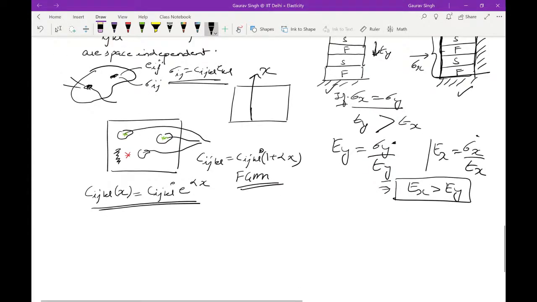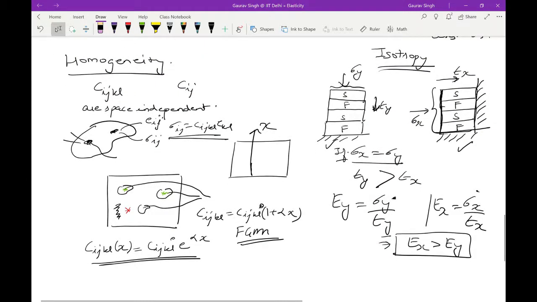This is not limited to mechanical behavior. You can have a material which allows electricity to pass much more easily in this direction compared to this direction. You can also have a material which allows light to pass freely in this direction, but not so much or not at all in this direction. So this is also anisotropy in the optical and electrical properties of the material. Here we are obviously concerned only about the mechanical response, and hence the answer that Ex is greater than Ey in this case.